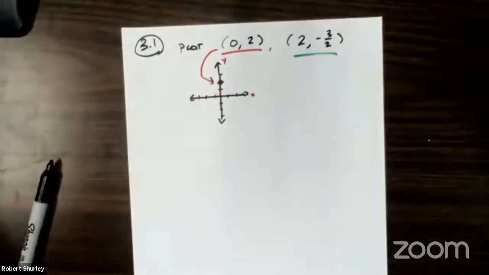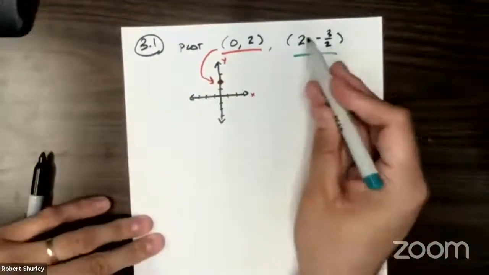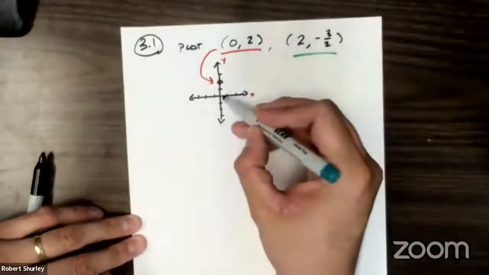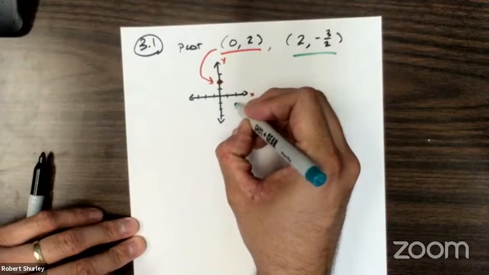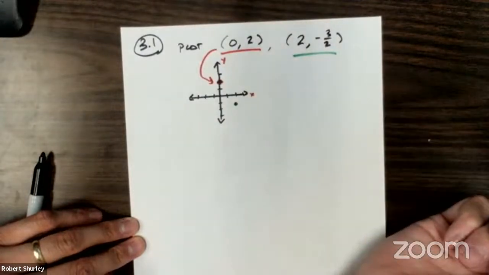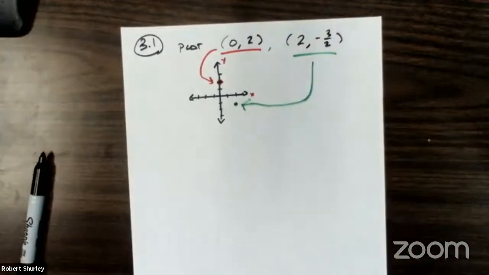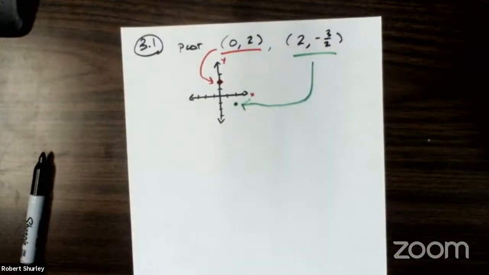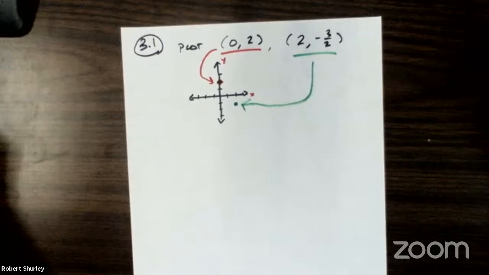So 2, -3/2. Well, -3/2, I've got to realize is really just -1.5. If you want to pop it in a calculator, you're more than welcome to. So if I was going to plot 2, -3/2, I'd go over 2 on the x-axis and then down 1.5 units. So about right there. That's where 3.1 started. Just plotting points on the x and the y-axis.